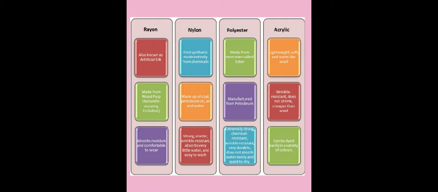Rayon absorbs more moisture and is comfortable to wear. Nylon is strong, elastic, wrinkle resistant, absorbs little water and is easy to wash. Polyester is extremely strong, chemical resistant, wrinkle resistant, very durable, does not absorb water easily and is quick to dry. Acrylic can be dyed easily in varieties of colors.